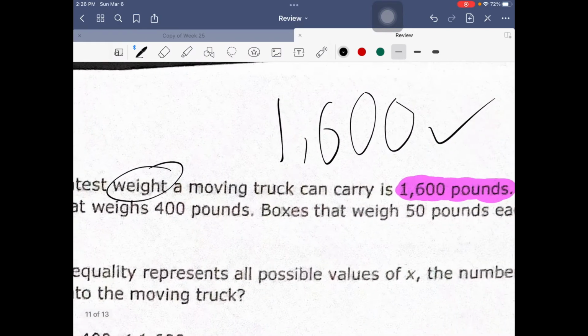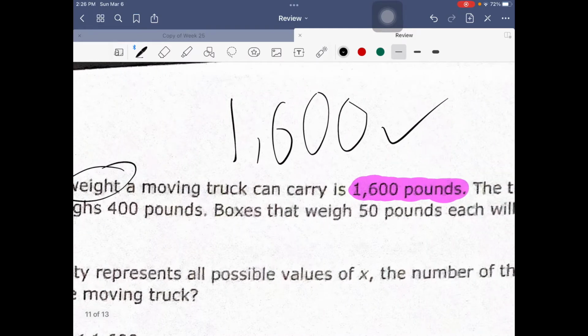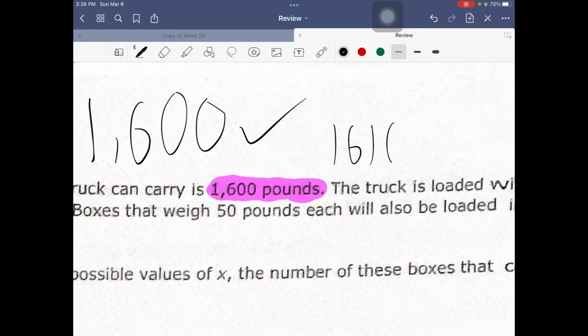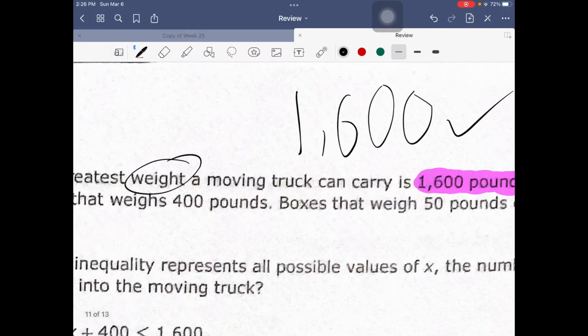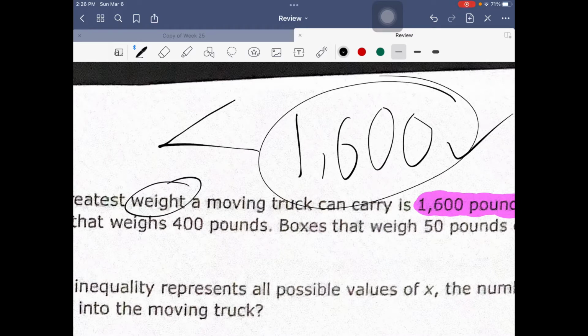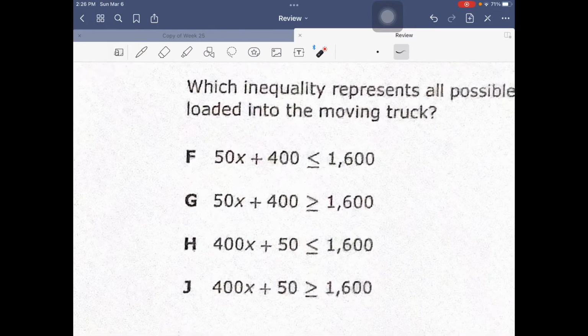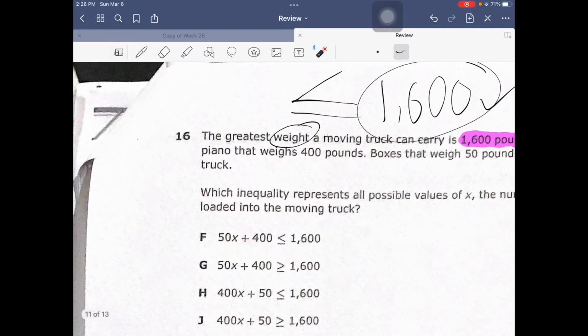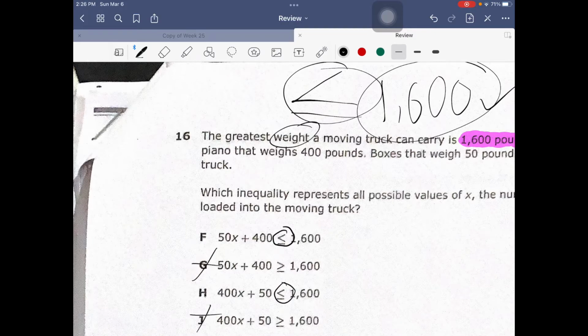Can it carry more? Can it carry 1,610? No, it cannot carry more. Can it carry less? Yes. It can carry less or exactly 1,600. So it can carry 1,600 or less. So less than or equal to. Which ones can I eliminate? Well, if it has to have this, that means I can eliminate G and J.